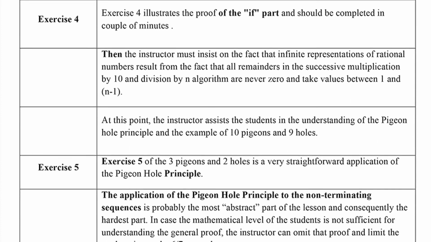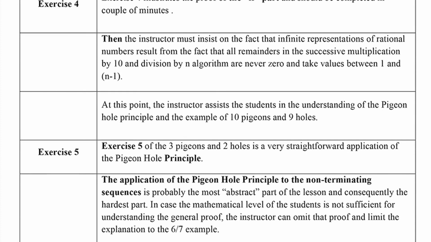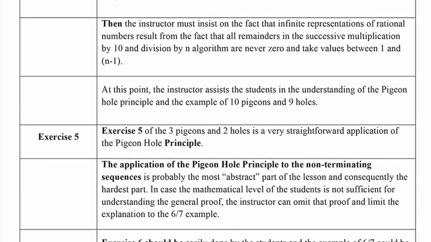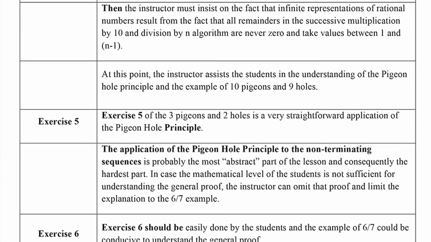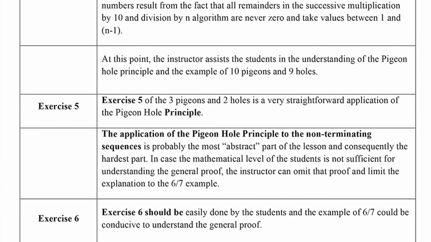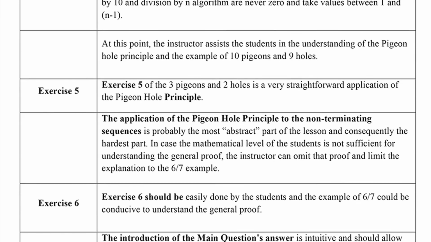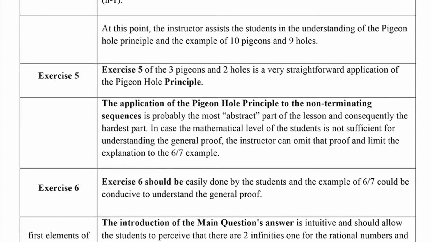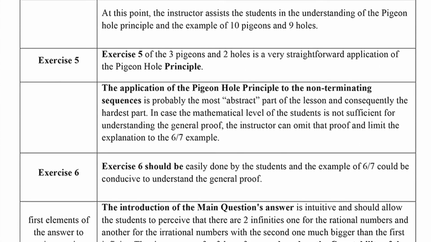Exercise 5 of the 3 pigeons and 2 holes is a very straightforward application of the Pigeonhole Principle. The application of the Pigeonhole Principle to the non-terminating sequences is probably the most abstract part of the lesson and consequently the hardest part. In case the mathematical level of the students is not sufficient for understanding the general proof, the instructor can omit that proof and limit the explanation to the 6/7 example.